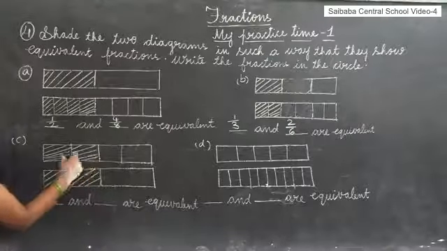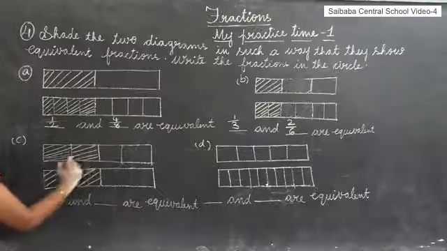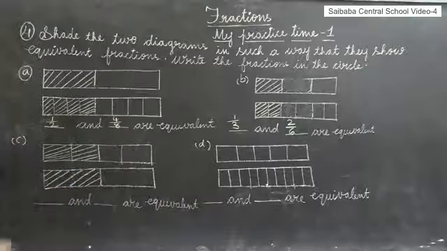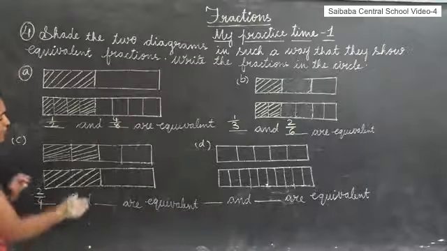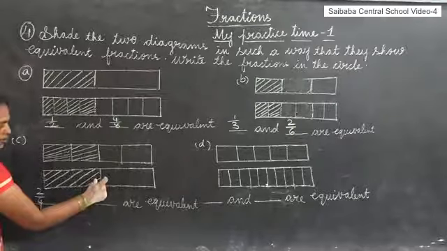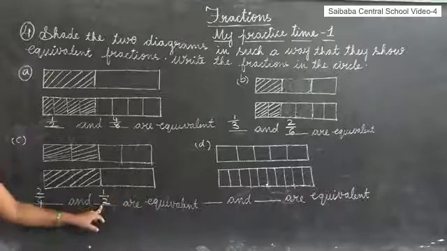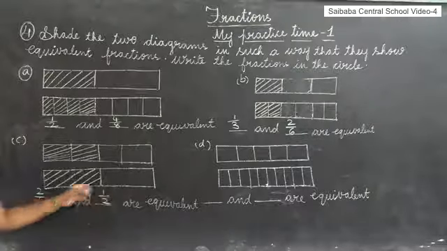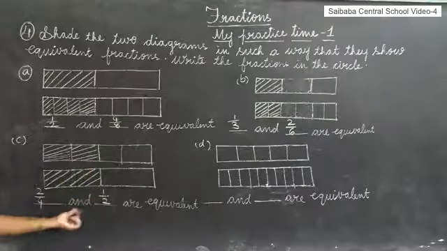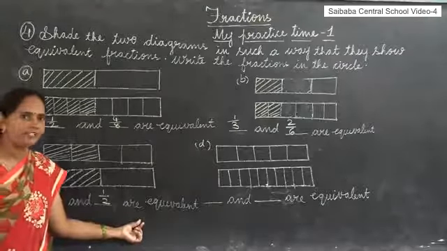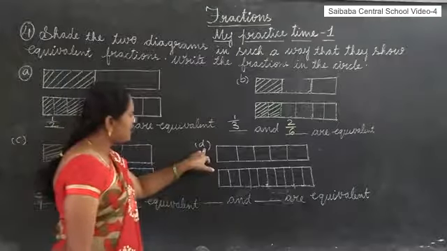Now say the fraction of these shaded parts. What is the fraction of shaded parts in this whole? Good. 2 by 4. 4 parts are there and 2 parts are shaded. Now what is the fraction of the shaded part in this whole? Good. 1 by 2. Why? Because 2 parts are there and 1 part is shaded. If you observe this, 2 by 4 and 1 by 2 are equivalent fractions. Okay.